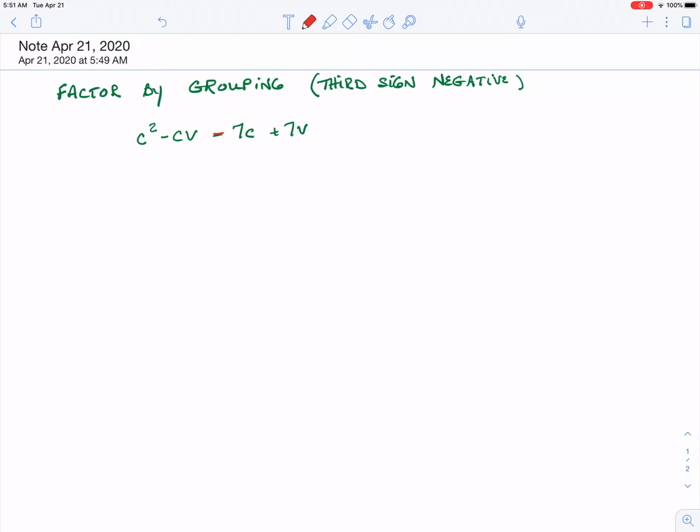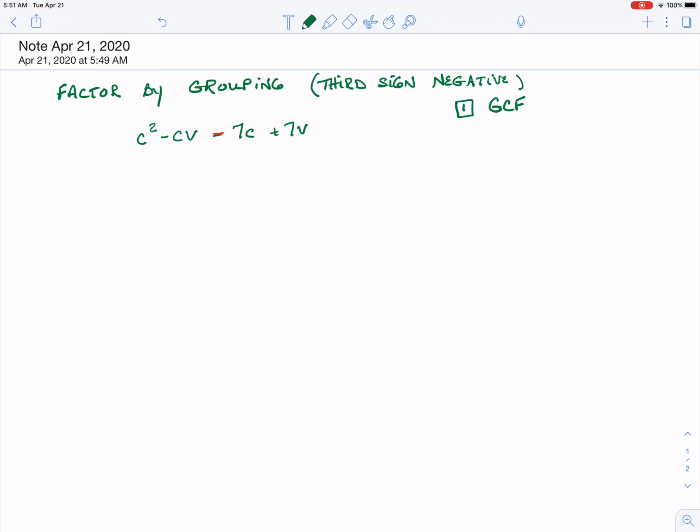And again, the first thing you should always check for anytime you're factoring is to see if there's a greatest common factor in all 4 terms other than one. And as I look through these 4, not all of them contain the letter C, not all of them contain the letter V, not all of them contain a factor of 7. So the only GCF I see is 1. So can't do anything with that.